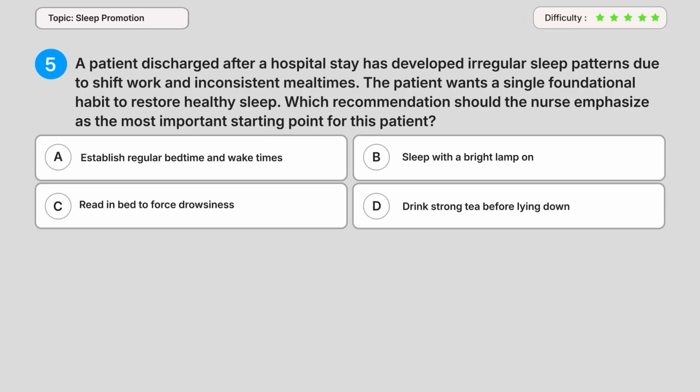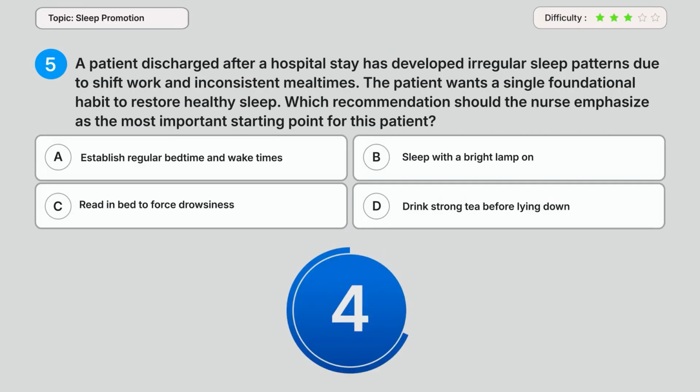A. Establish regular bedtime and wake times. B. Sleep with a bright lamp on. C. Read in bed to force drowsiness. D. Drink strong tea before lying down. Do you know the answer?